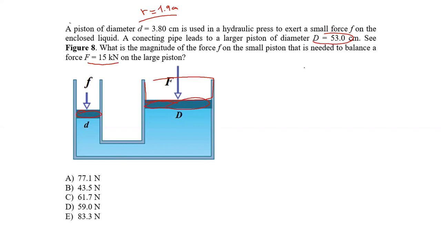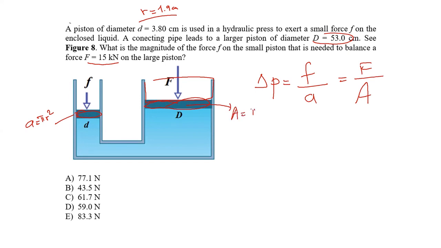We will use Pascal's principle. It's an incompressible fluid, a hydraulic press. The change in pressure is the same. So that means F divided by the small cross-sectional area A, and this small a is just pi r squared, is equal to capital F divided by the large cross-sectional area, which is pi capital R squared.